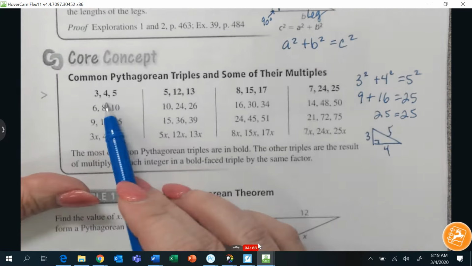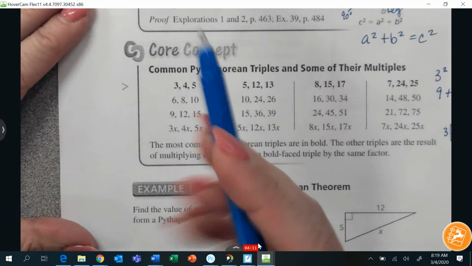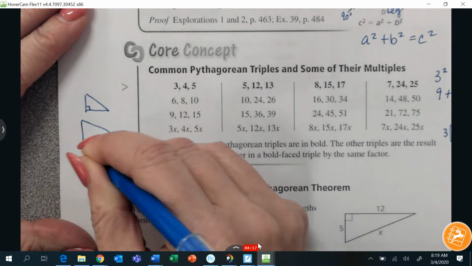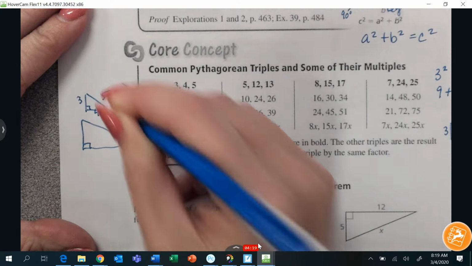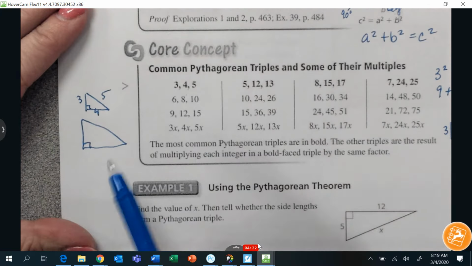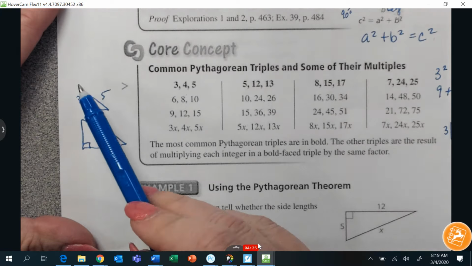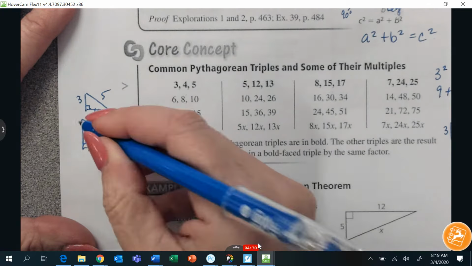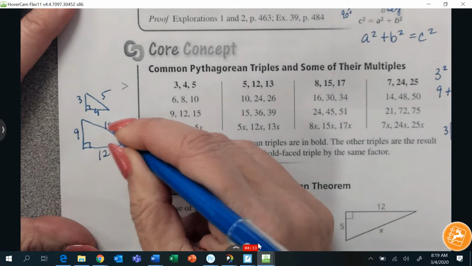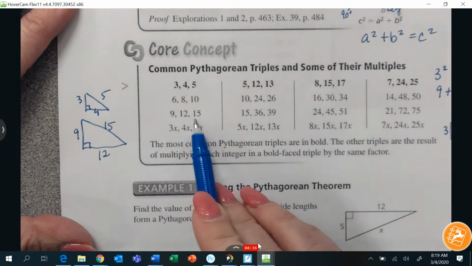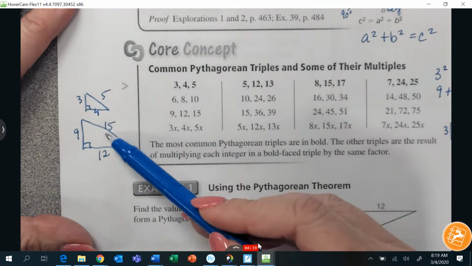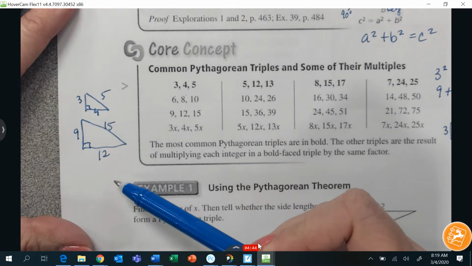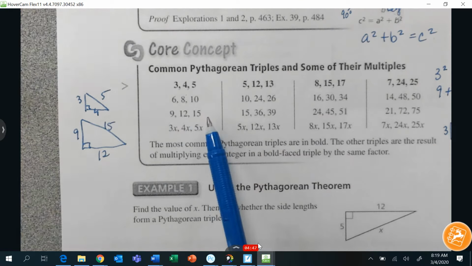And what's also great about these triples is talking about similar triangles that we just spent a while on. If I have a 3, 4, 5 triangle and I take a scale factor and I triple all 3 sides, I will now have a 9, 12, 15 triangle. And look, that is also a triple. So the scale factor to the 3, 4, 5, any scale factor would work. So if you know 3, 4, 5, you actually know a lot of triples.